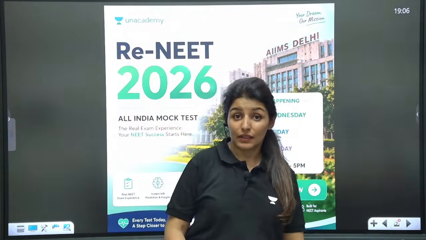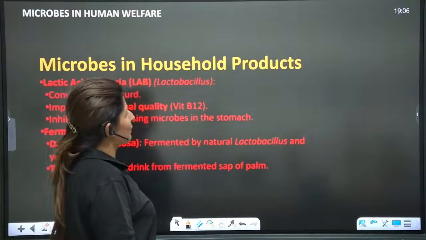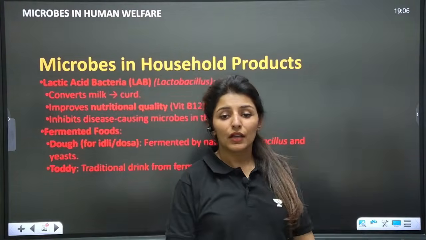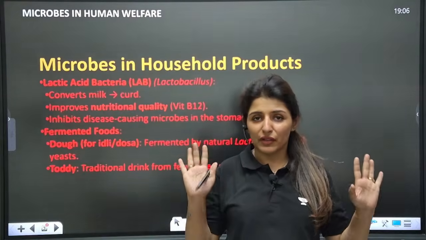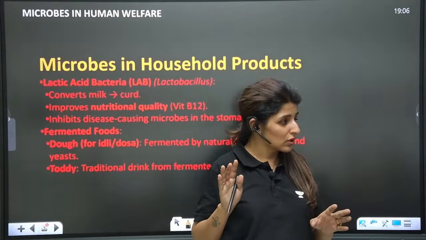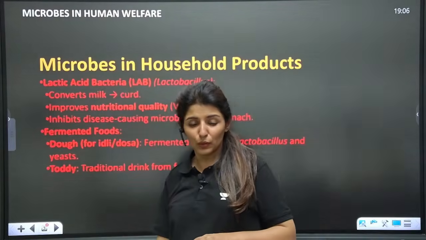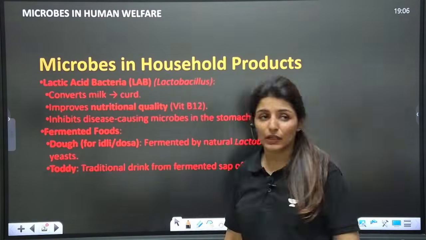We are going to revise these chapters today. So guys, starting with microbes in human welfare. This whole chapter is full of classification. We have so many things to learn, so make sure that you make these tables along with me. Let's quickly jump onto this and quickly revise.